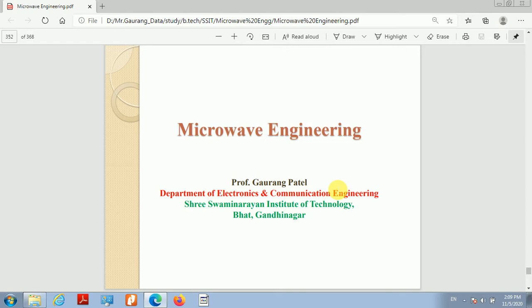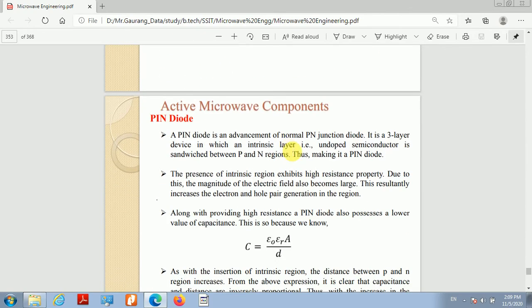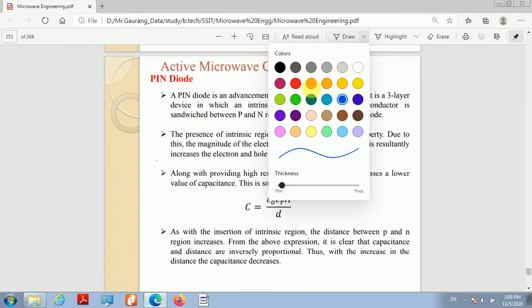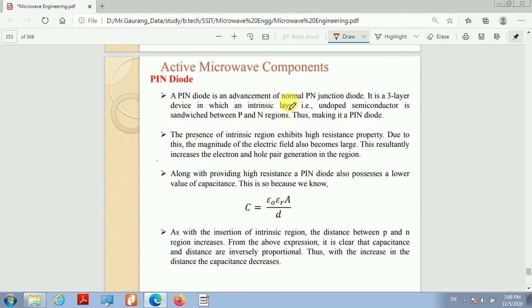Now in today's class we are going to discuss another solid state microwave component, which is the PIN diode. So basically this PIN diode is an advancement of our normal PN junction diode. If you recall, in our normal PN junction diode, there are only two layers, one is P, another is N. But here there are three layers, in which we have one more layer known as an intrinsic layer between P and N type.